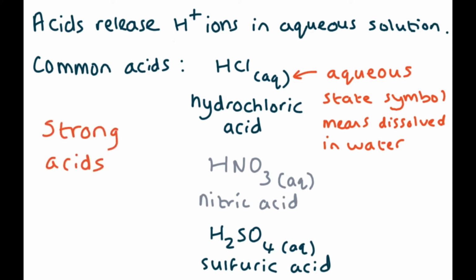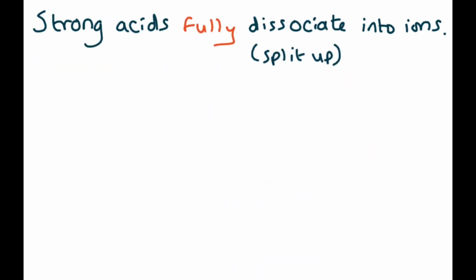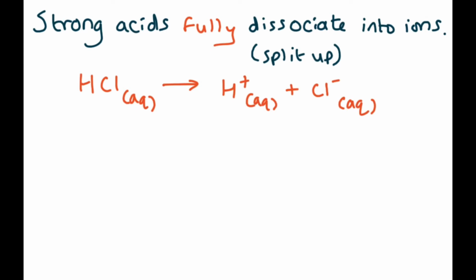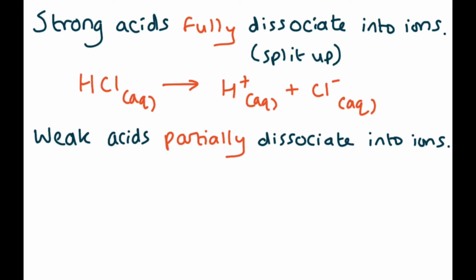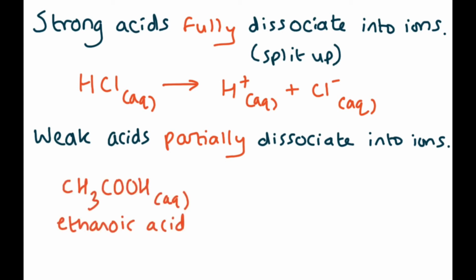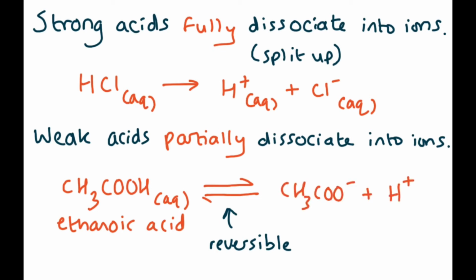They are all strong acids. Now, what does that mean, strong acid? It means that the acid fully dissociates, fully splits up into ions. So for example, hydrochloric acid will fully split up, releasing H plus ions, whereas a weak acid will partially dissociate into ions. A good example of that is an organic acid like ethanoic acid, and the arrow that we use is a reversible arrow because it doesn't completely split up, it partially splits up into ions.